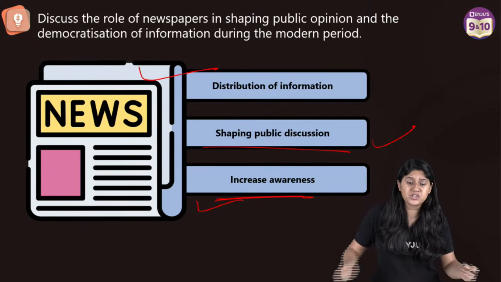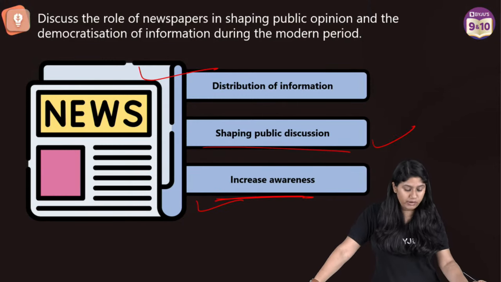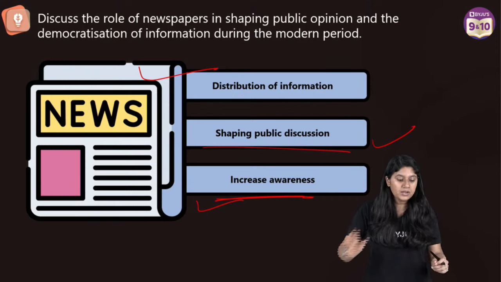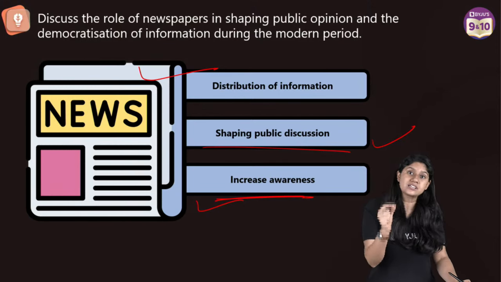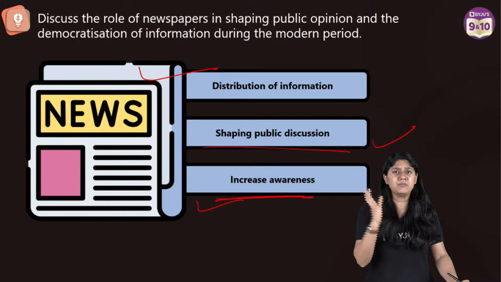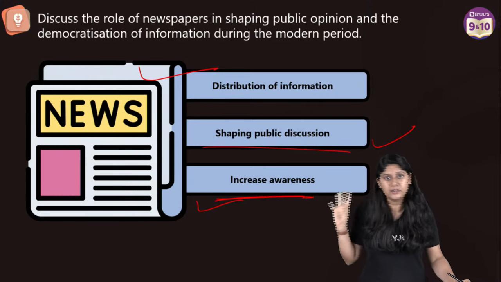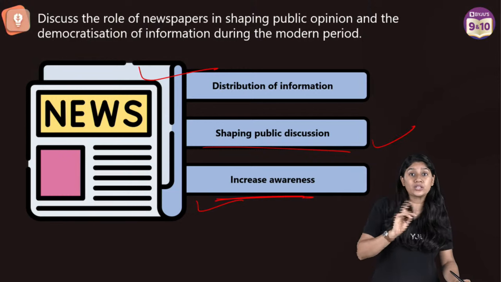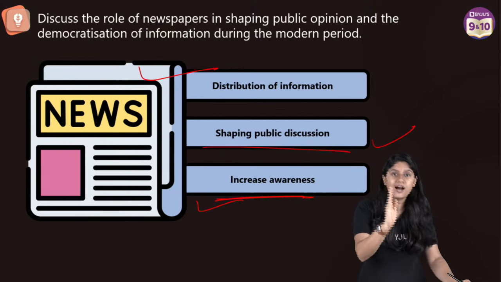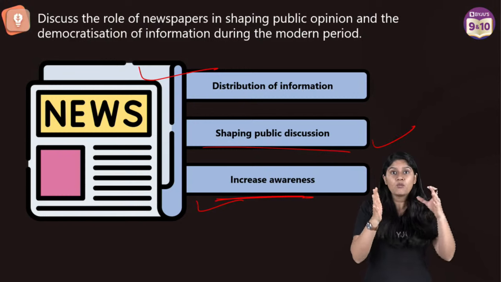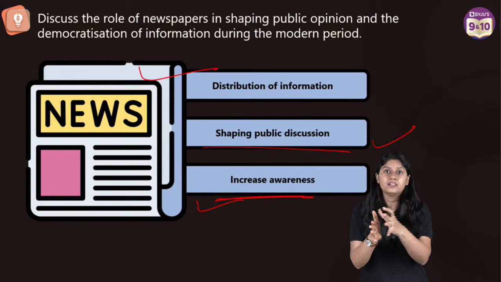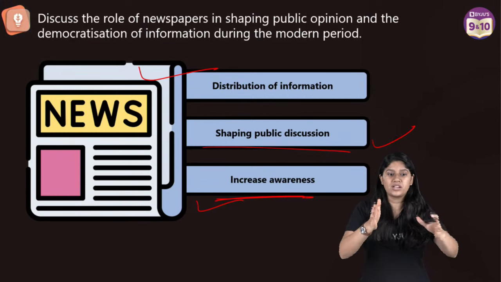Mohammed, this question you want me to explain again? I am explaining it again. Let's just focus over here. The question is very straightforward, very simple, for 3 marks. We have to discuss the role of newspapers. In very layman language, if I ask you why newspapers are important during the modern period, during the time of the struggle for freedom, why do you feel that newspapers play a very important role?